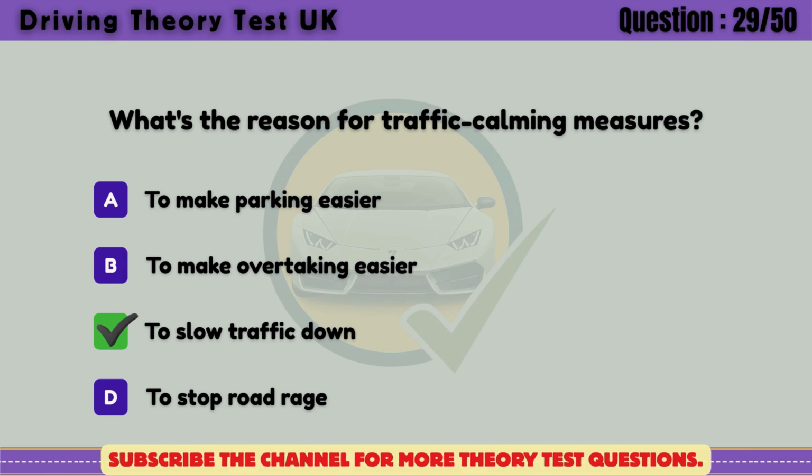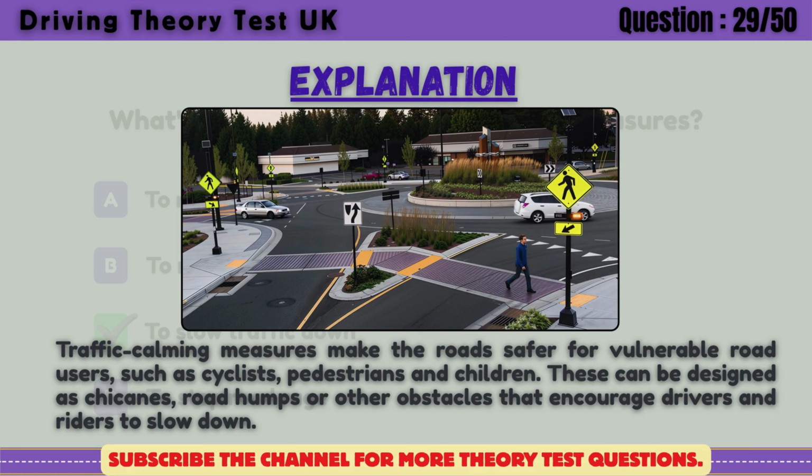Answer is C. To slow traffic down. Traffic calming measures make the roads safer for vulnerable road users, such as cyclists, pedestrians, and children. These can be designed as chicanes, road humps, or other obstacles that encourage drivers and riders to slow down.